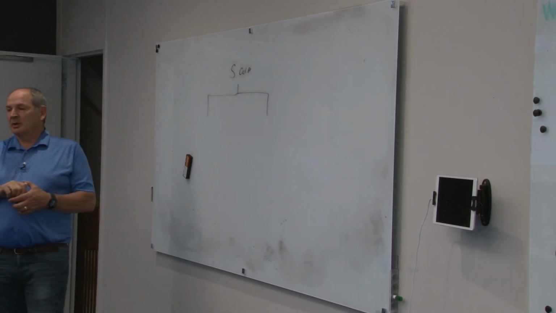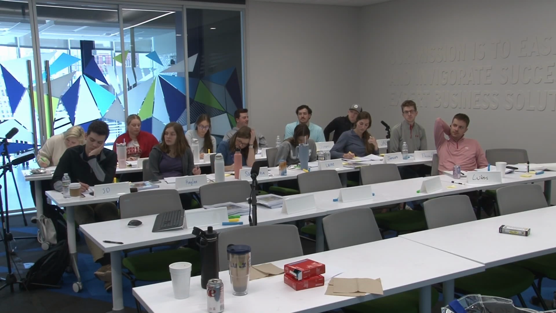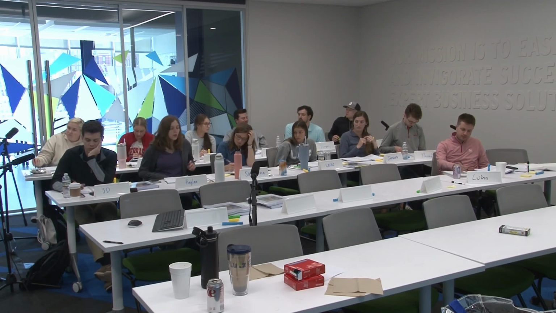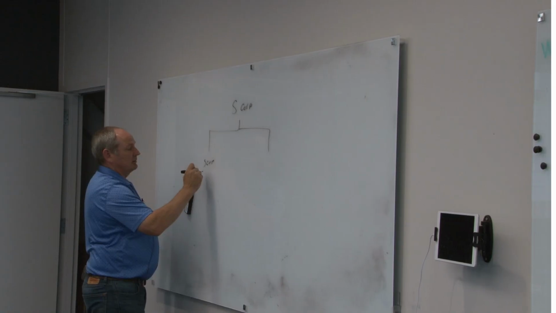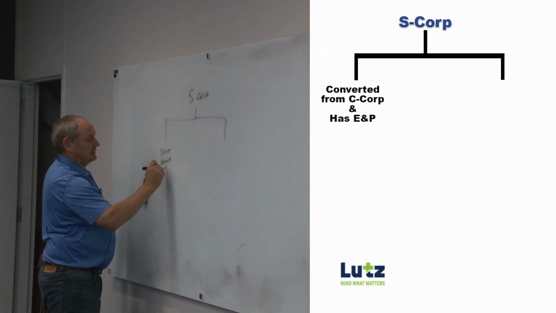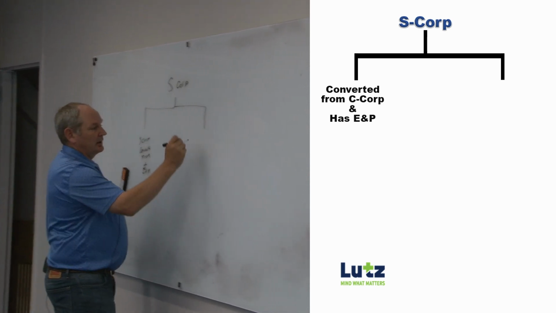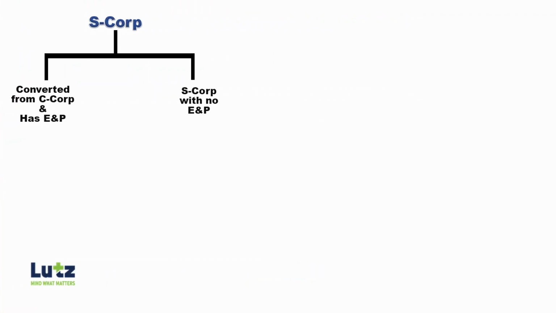We said an S corp can come in two categories. Let's see if you get it. Anybody, because that's a vague as hell question. ENP, no ENP? EMP, no EMP. That's good enough for me. Okay. An S corp that was converted from C and has EMP. An S corp with no EMP. There's two categories.